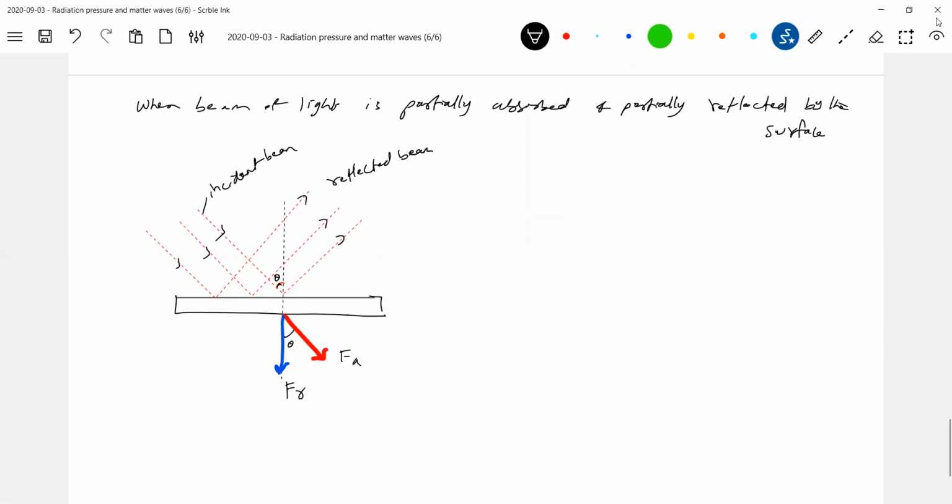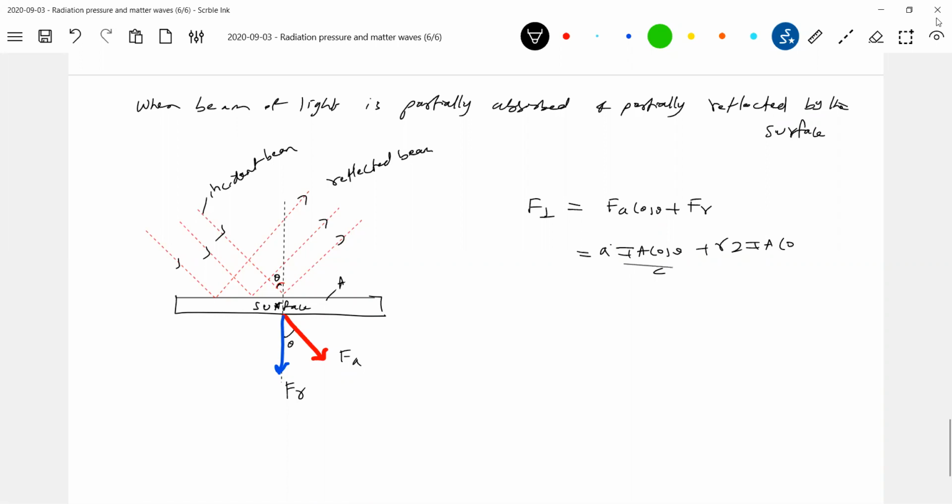So the total perpendicular force on the surface, and this is the surface, let the area be A. So F perpendicular should be equal to FA cos theta plus FR. Because how we define pressure, radiation pressure, is normal force per unit area. So what is FA? From previous discussion, it is cos theta by C, and this should be equal to 2IA, and this is for absorption.